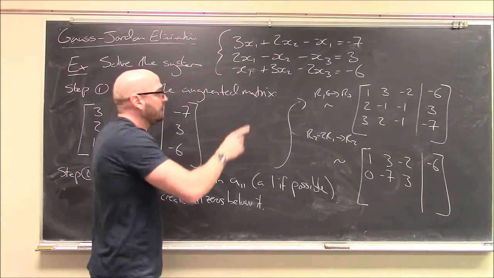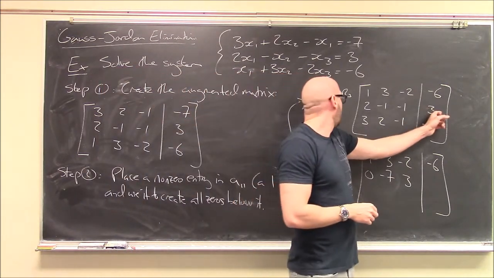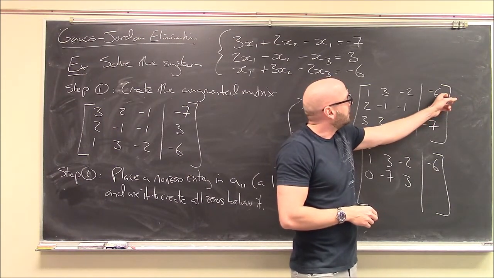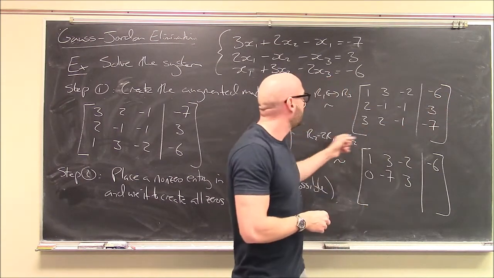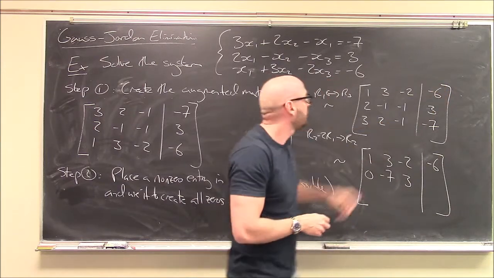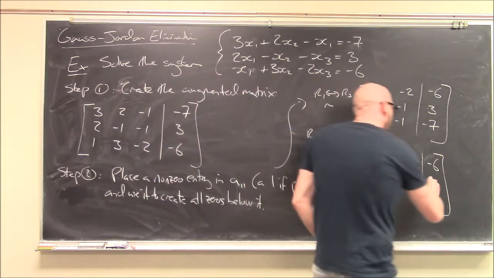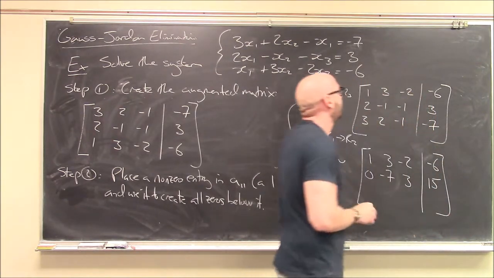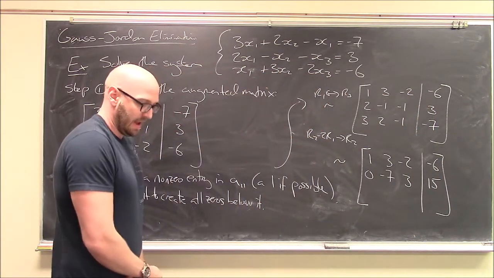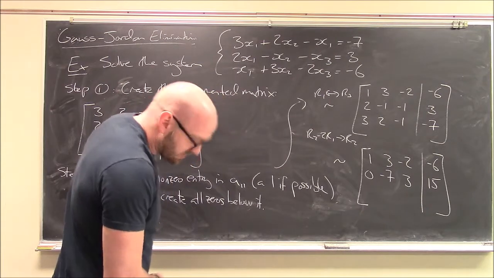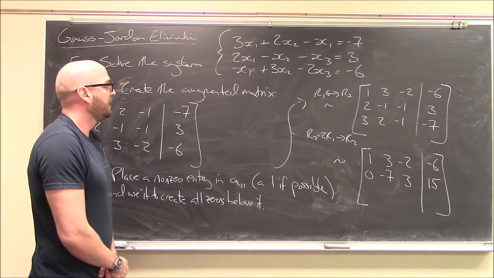And then we've got 3 minus 2 times, or sorry, 3 minus 2 times minus 6. 3 minus minus 12 is, 3 plus 12 is 15. And that should be the result of that operation.